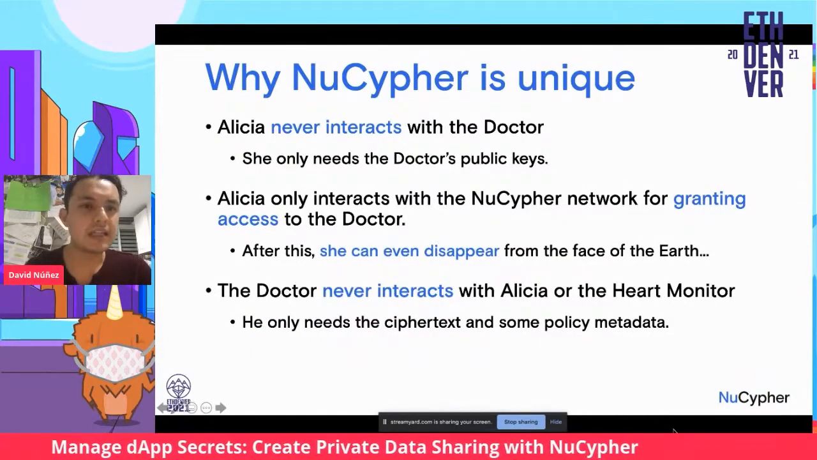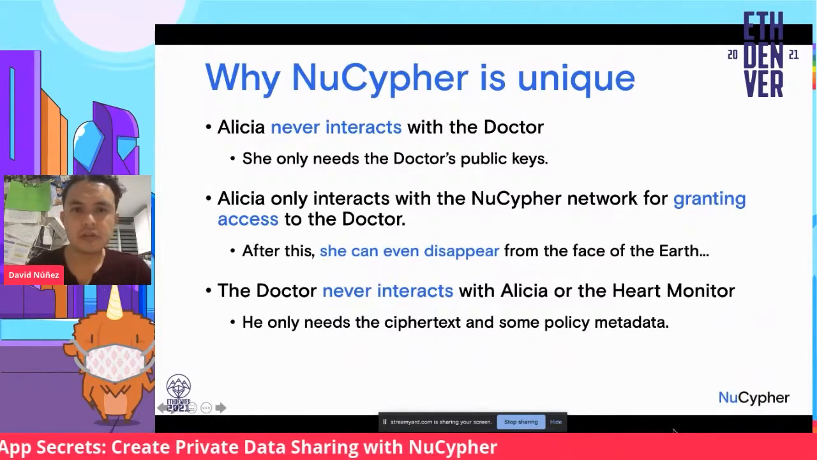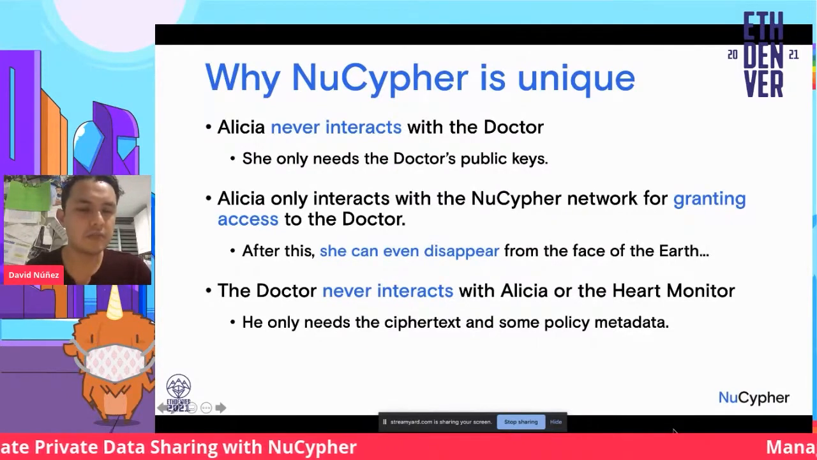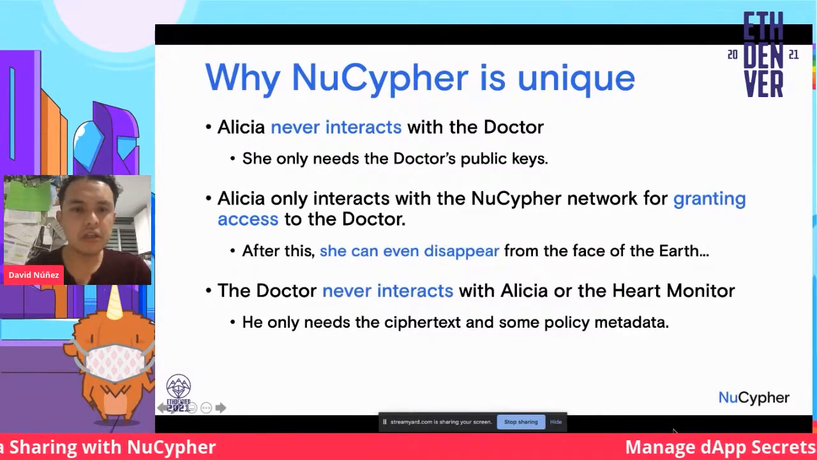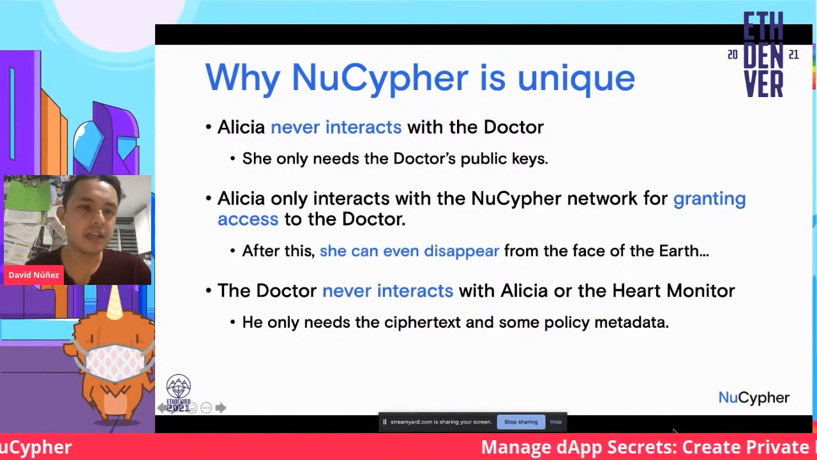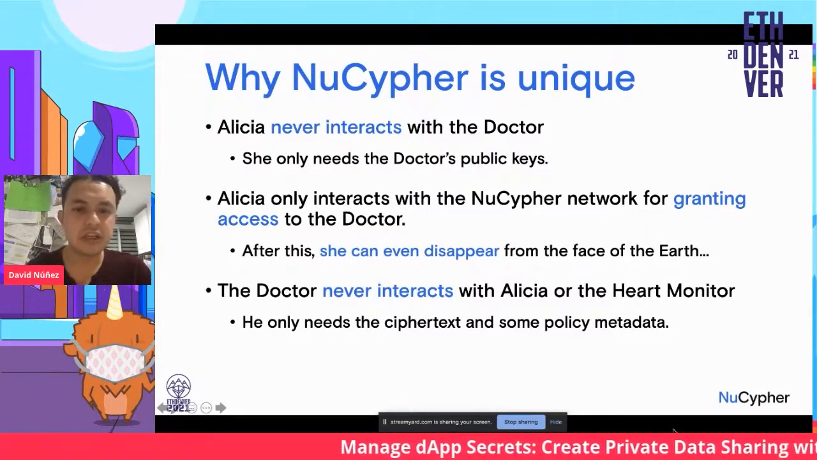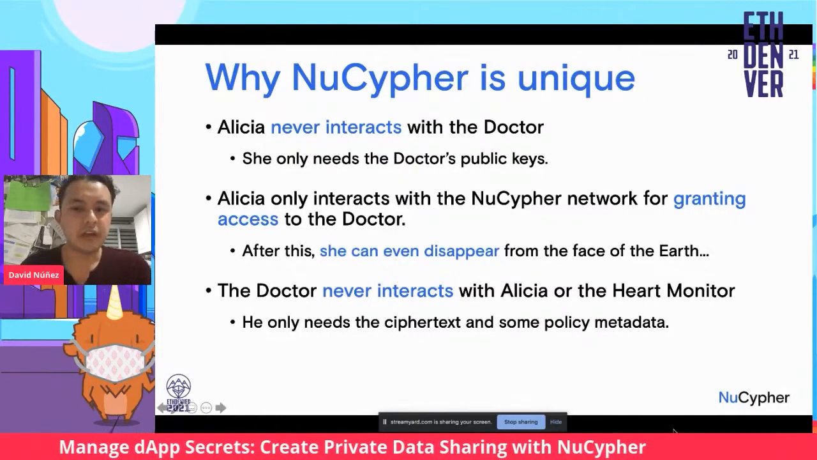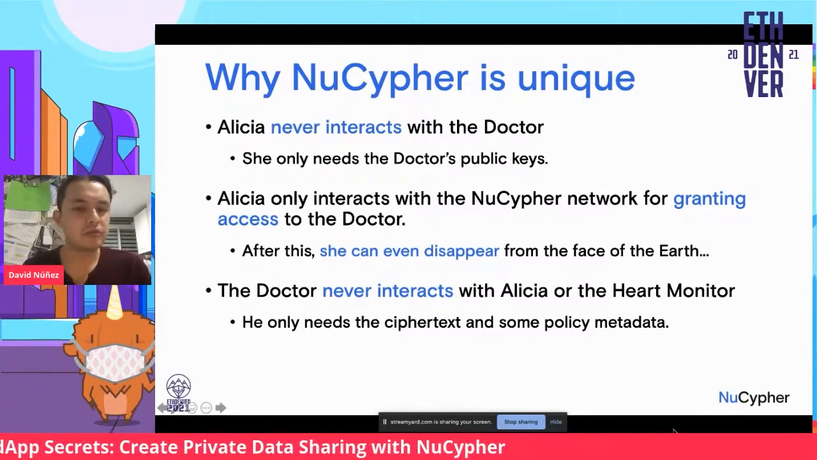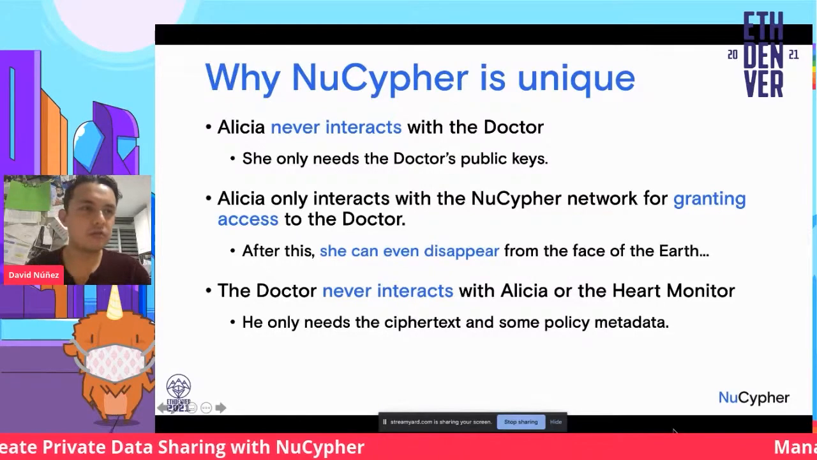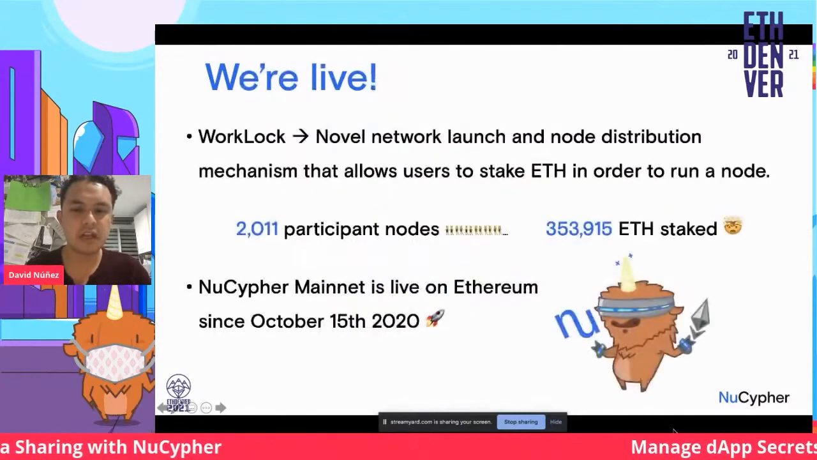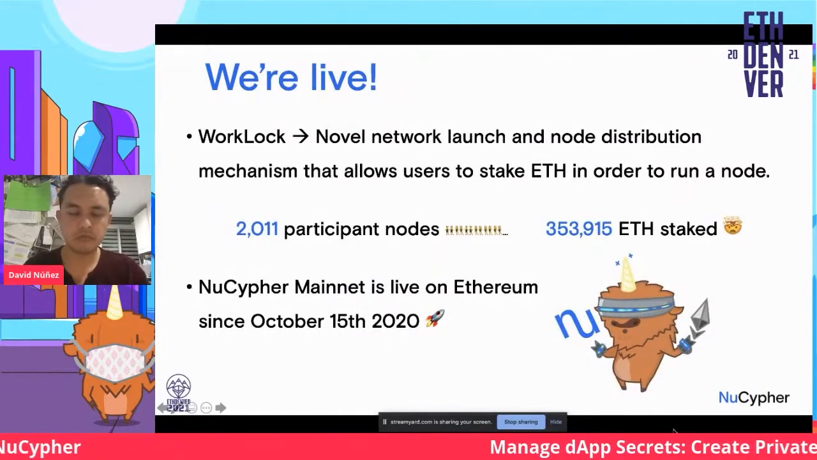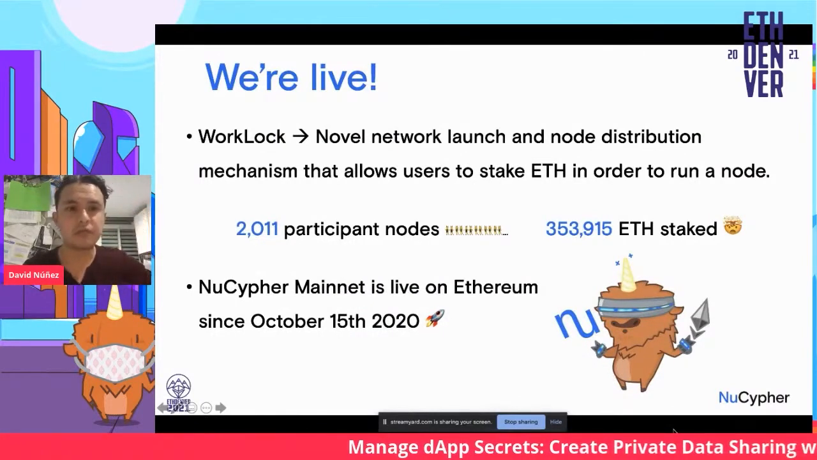And there are other characteristics. For example, Alice never interacts with the doctor. She only needs to have his public keys. She only interacts with the NuCypher network when granting access to the doctor. And after this, she can just disappear. And the doctor will never interact with Alice or the heart monitor. The doctor only needs to be able to read ciphertext and interact with the NuCypher network.